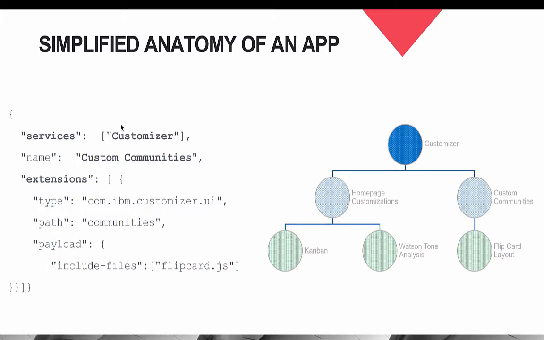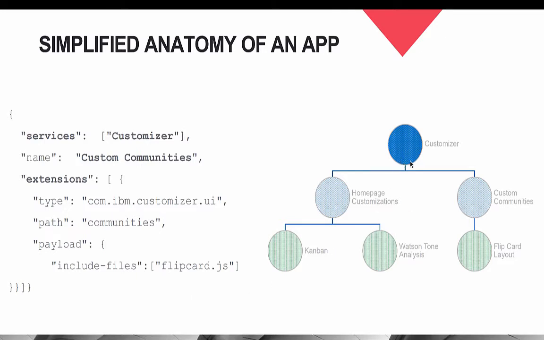If I was to paraphrase this particular application, its name is Custom Communities. It's associated with the Customizer service. It declares itself as implementing the Customizer.ui extension type, so it's going to perform a UI modification. It's interested in the communities app within Connections, and it's going to perform its modification via an include file. There can be one or more include files. In this particular example, there is just one, and it is a JavaScript file called flipkart.js. That is the essence of a sample Customizer extension.